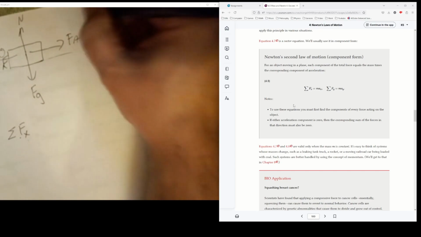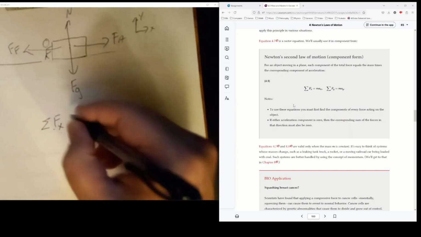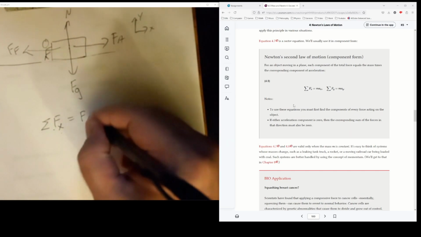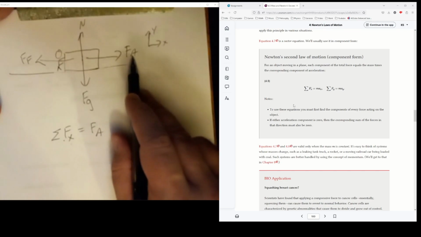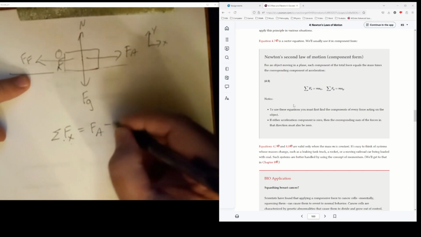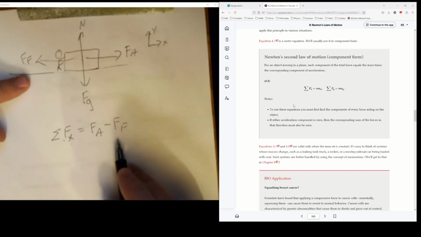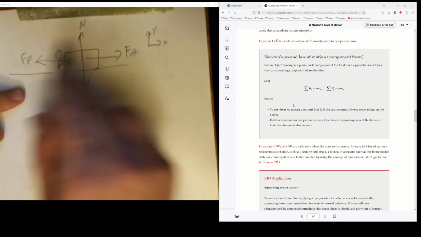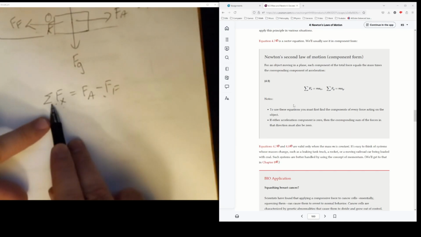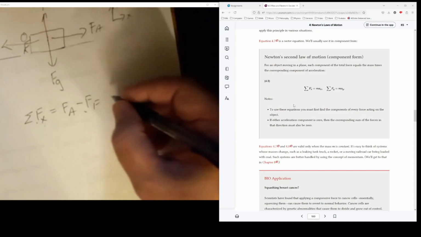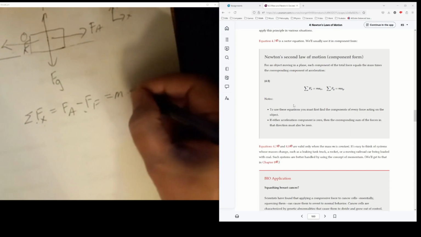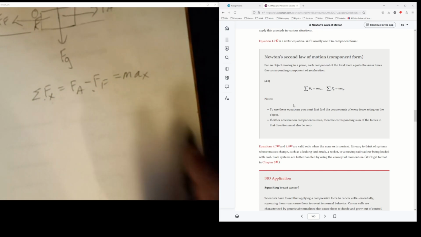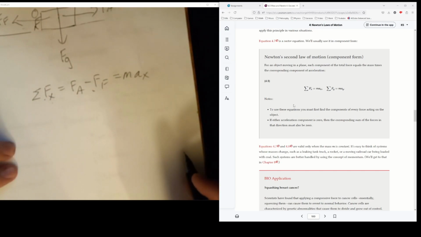So, standard coordinate system. In the x direction, we would have the applied force pushing in the positive direction. The force of friction is pointing to the left, so that gets a minus sign. And those are the only two forces in the x direction. Now that we've summed all the forces in the x direction, Newton says that equals mass times acceleration, the x component of acceleration.